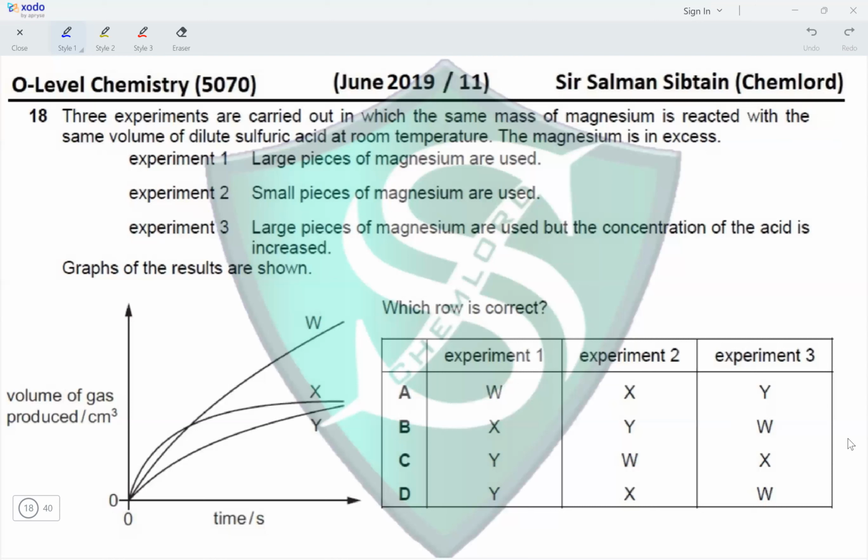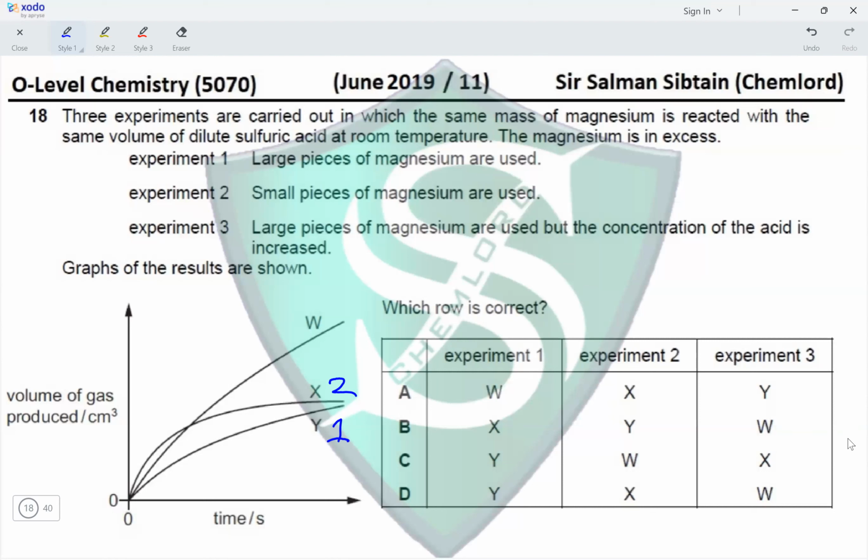So when a large piece of magnesium is used, it takes greater time to produce the same volume of gas as experiment 2, because in experiment 2 the pieces are small. The magnesium is in excess, so all of the acid present would react, but it would react more quickly because there is greater exposed surface area in experiment 2. So Y is the graph for experiment 1 and X is the graph for experiment 2, because they're both ending at the same volume.